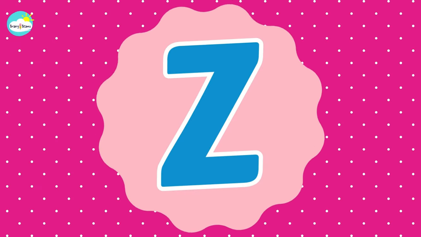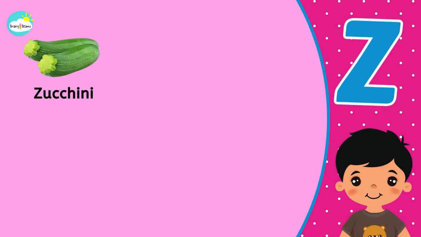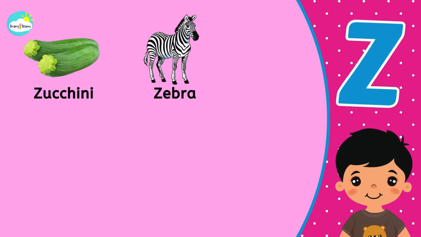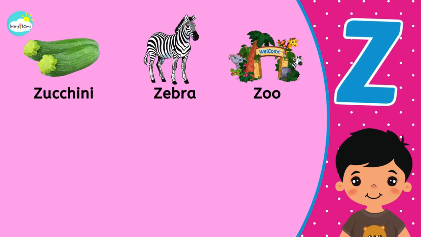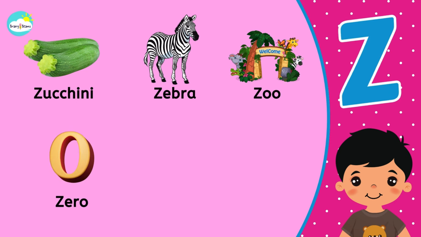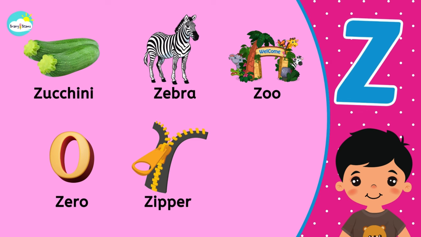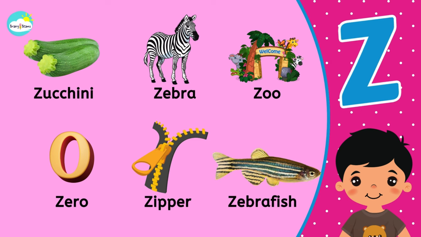Z. Z is for zucchini. Z is for zebra. Z is for zoo. Z is for zero. Z is for zipper. Z is for zebrafish.